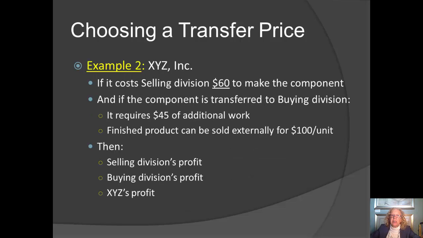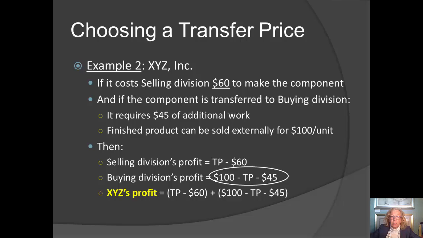Let's look at an example. Supposing that for XYZ, it costs the selling division $60 to make the component. If the component is transferred to the buying division, it still requires $45 of additional work, and the final product could be sold for $100. The selling division's profit is going to be the difference between the transfer price and its $60 cost, and the buying division's profit is going to be the difference between $100 and the transfer price and the $45 cost to complete.